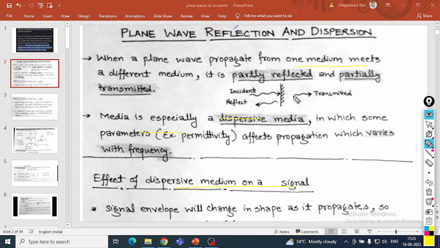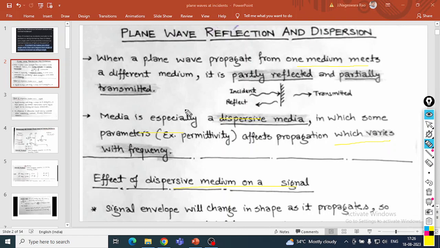How will we observe this? The medium is especially a dispersive medium, in which some parameters you already know. Whenever you choose a medium, it has certain characteristics, namely permittivity, permeability and intrinsic impedance. Here, permittivity affects the propagation, and it varies with the frequency. Then here we can choose the medium.